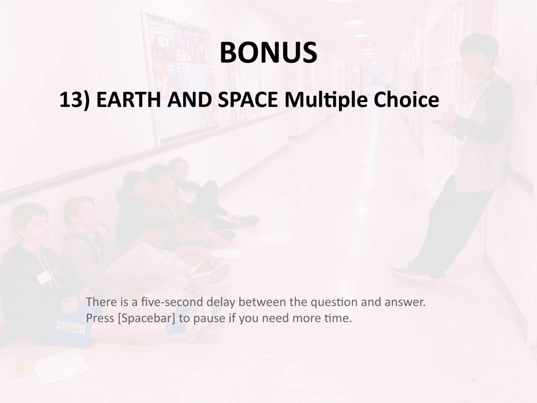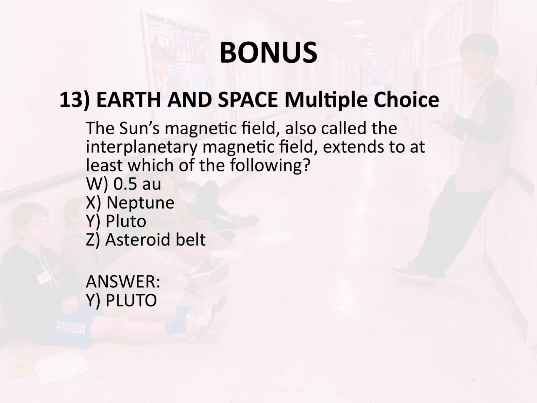Bonus 13. Earth and space multiple choice. The Sun's magnetic field, also called the interplanetary magnetic field, extends to at least which of the following? W. 0.5 AU, X. Neptune. Y. Pluto. Z. Asteroid belt. Answer. Y. Pluto.